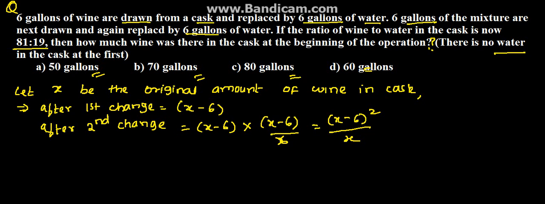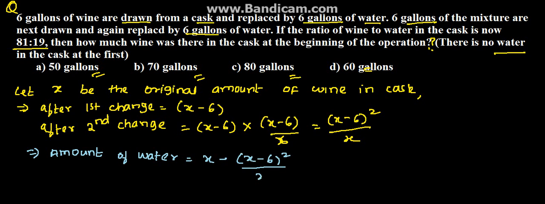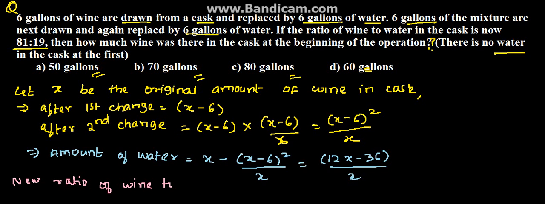Now the amount of water will be X, because X is the original amount of wine, minus the wine after the second change, which is (X minus 6) square upon X. After making the denominator the same, we get (12X minus 36) upon X. So now we get the new ratio of wine to water.